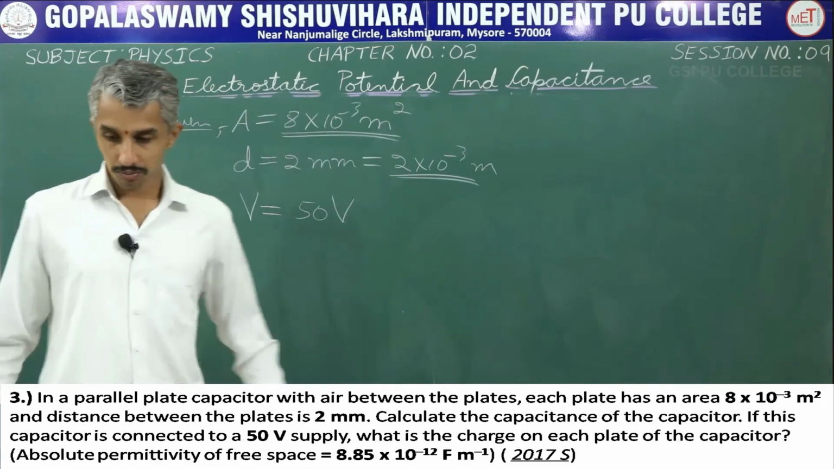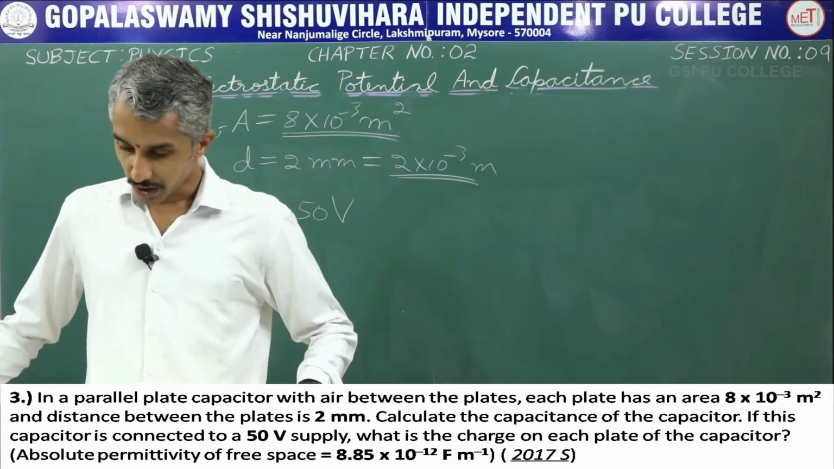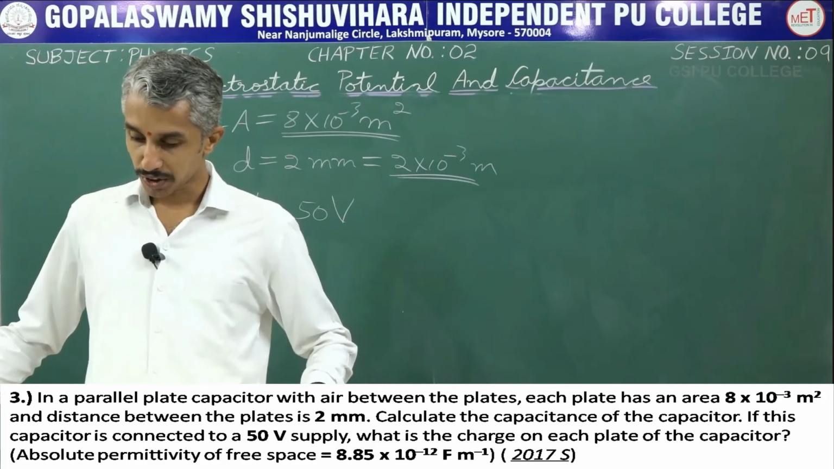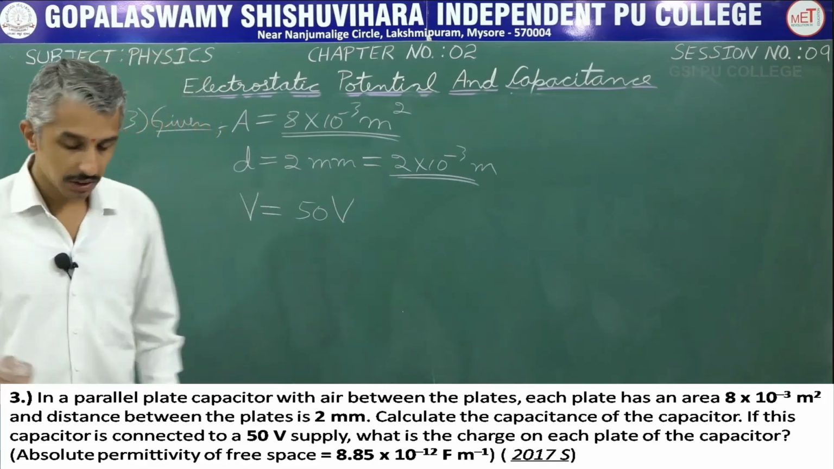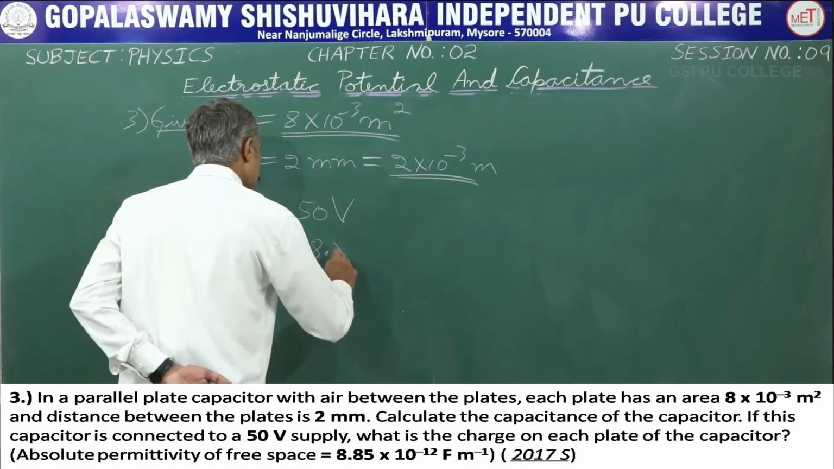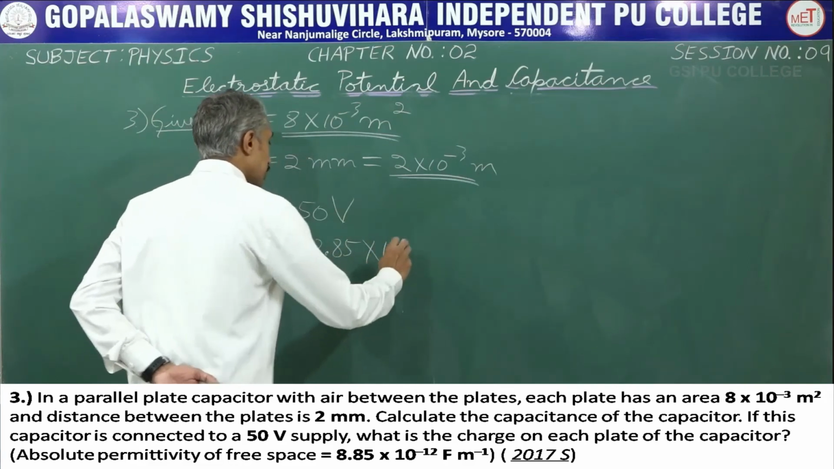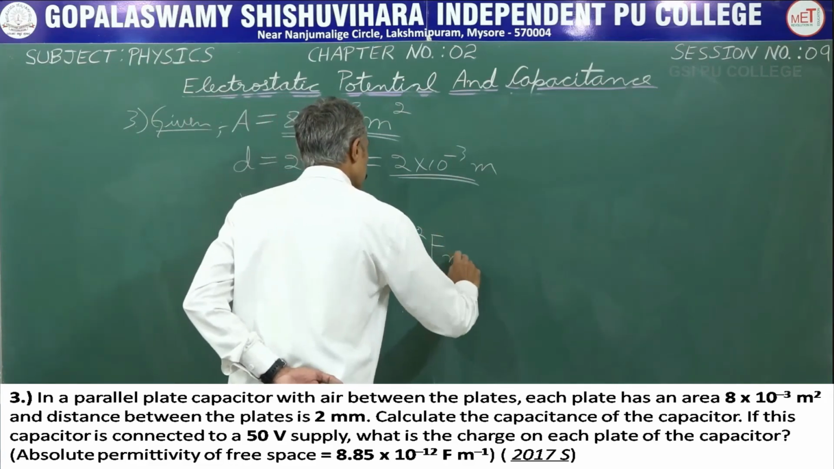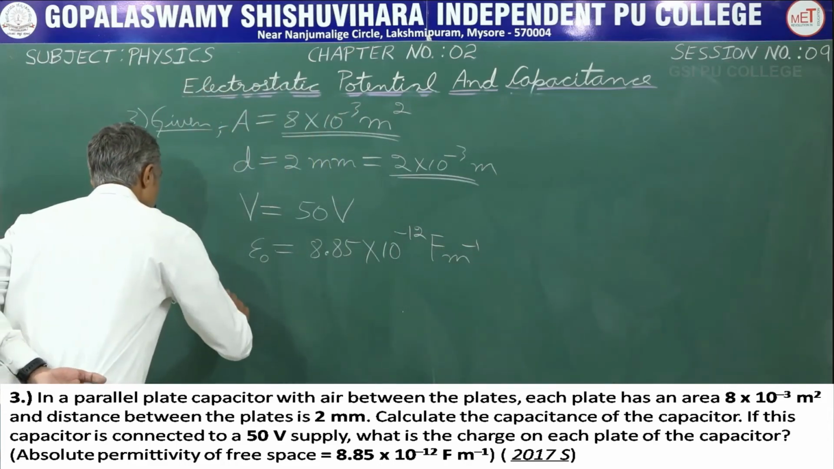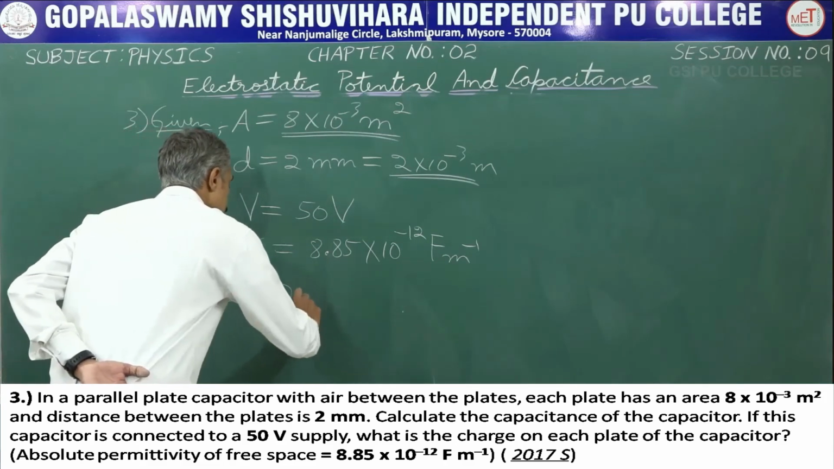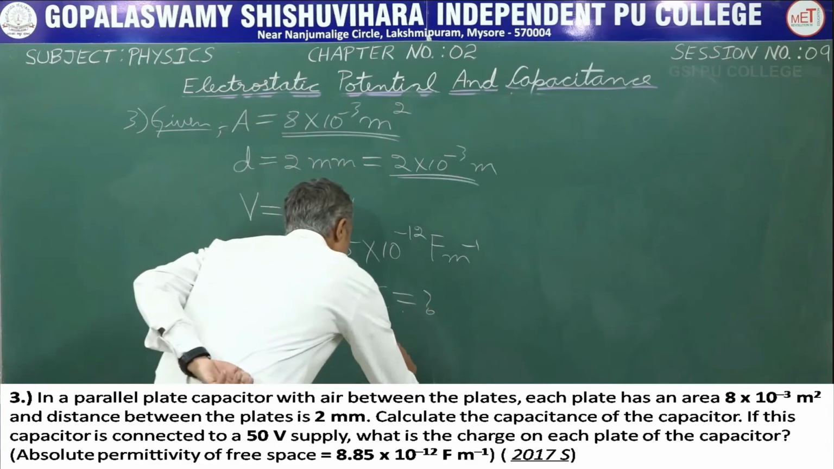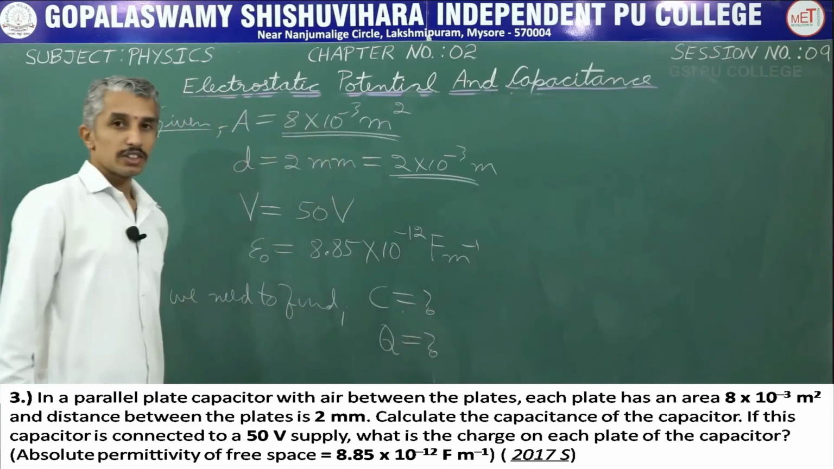And finally, absolute permittivity of free space is equal to 8.85 into 10 to the power of minus 12 farad per meter. Epsilon naught has been given. So we are supposed to find first the capacitance and second the charge on each plate.